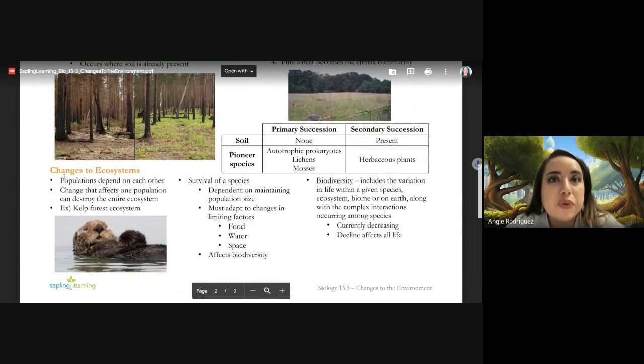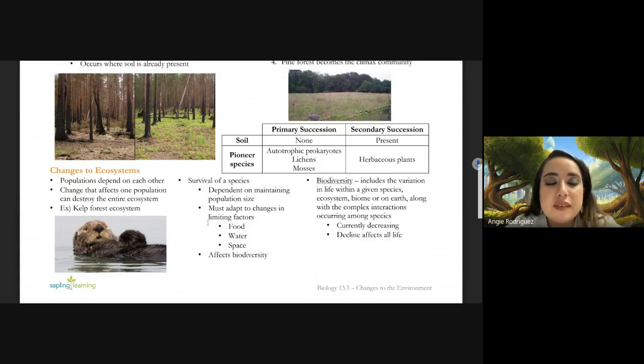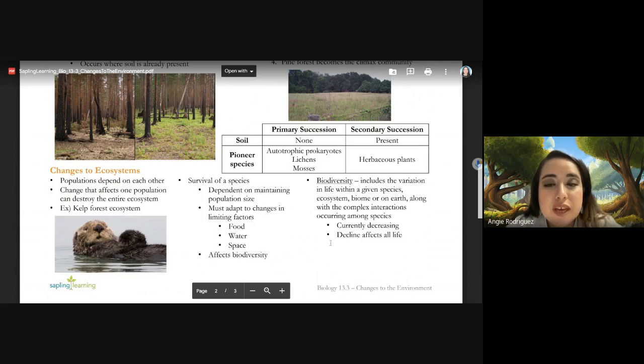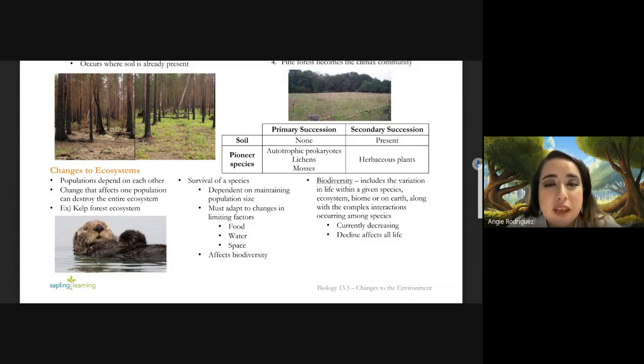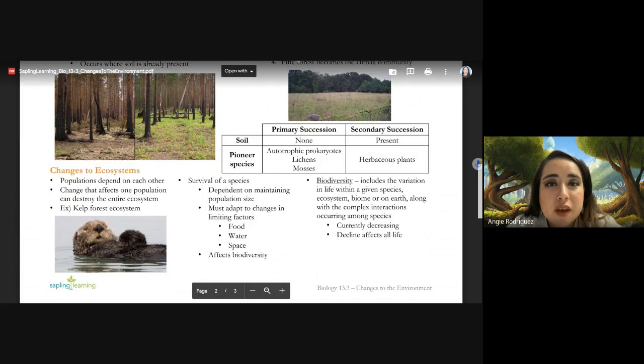So this, of course, brings changes to your ecosystems. These populations, of course, depend on one another. There's going to be changes that affect one population, and it can destroy the entire ecosystem. You have survival of species. They must adapt to changes and limiting factors. So those limiting factors include food, water, space, and this is definitely going to affect biodiversity. So these changes to ecosystems, guys, apply to both primary and secondary succession.